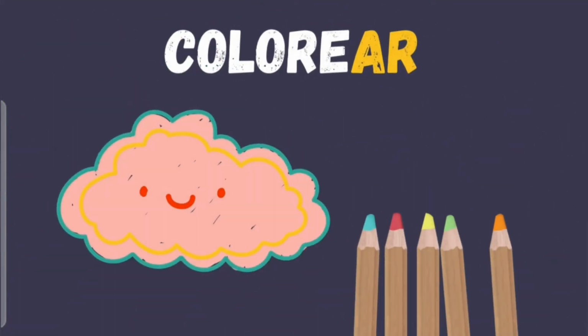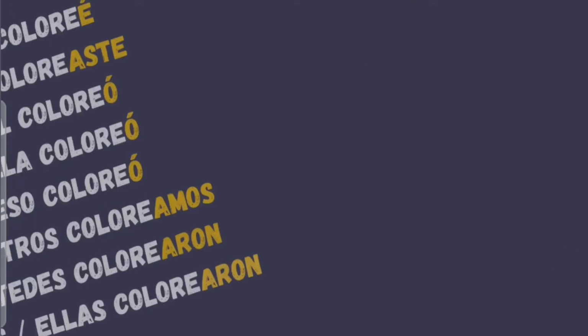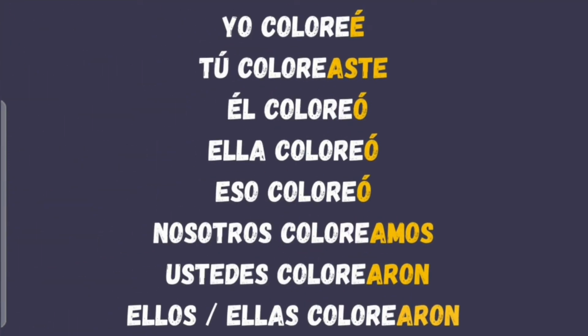All right, so now let's go to this verb. To color, colorear, colorear. Okay, let's see how you have to conjugate this according to the personal pronouns in the indefinite past. Yo coloreé, tú coloreaste, él coloreó, ella coloreó, eso coloreó, nosotros coloreamos, ustedes colorearon, ellos or ellas colorearon. Okay?